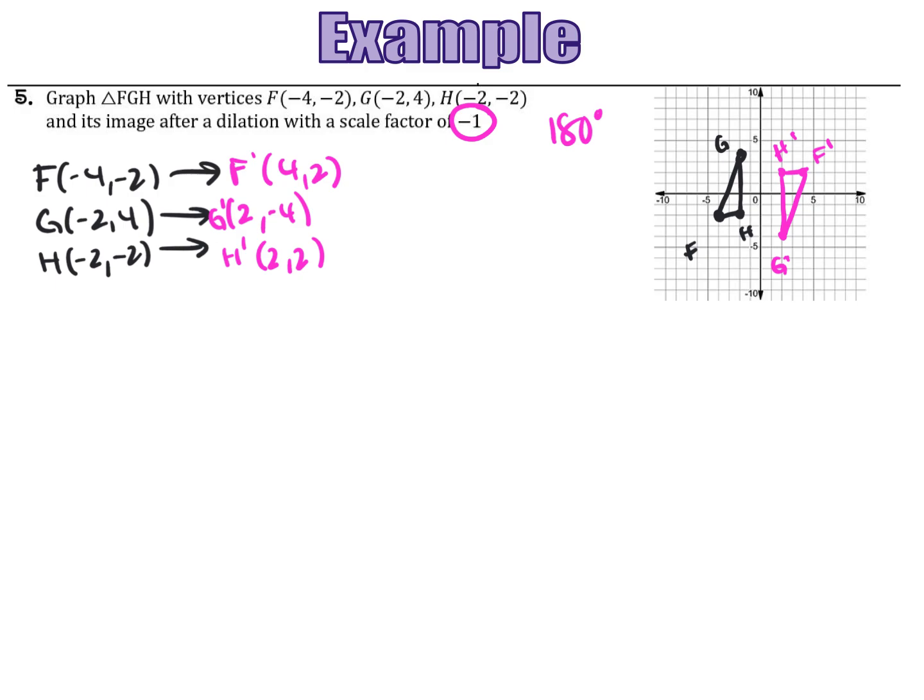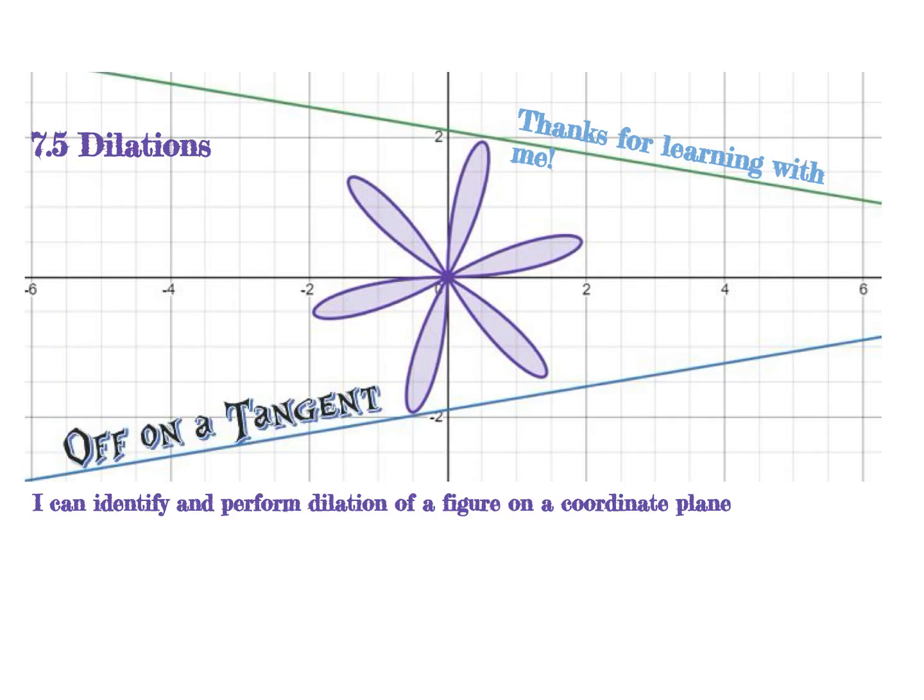So what that means is when we multiply by a scale factor that's negative, not only are we going to be reducing and enlarging depending on what the number is, but we're also going to be rotating our figure 180 degrees. So this is what it might look like to have a composition that involves a dilation and a rotation. I don't want you to worry too much about that. It was just a little seed that I wanted to plant. So let's go ahead and wrap up this video.